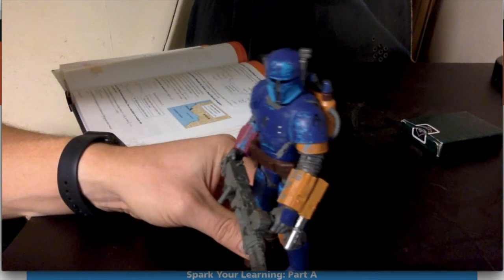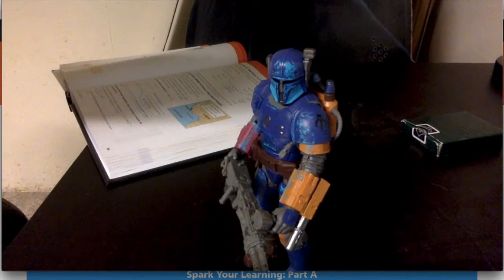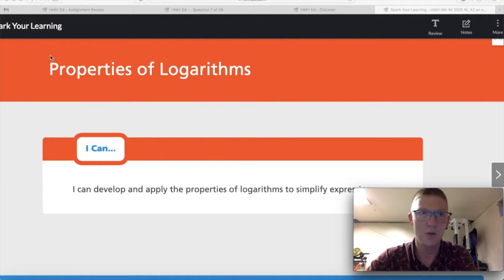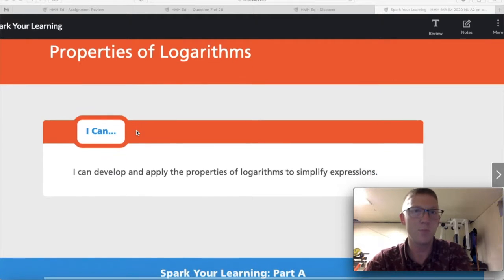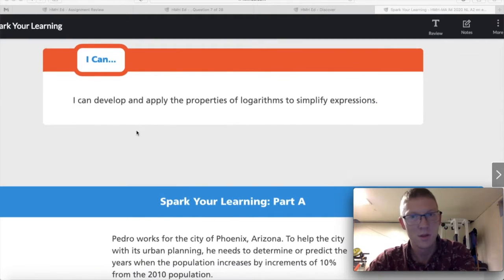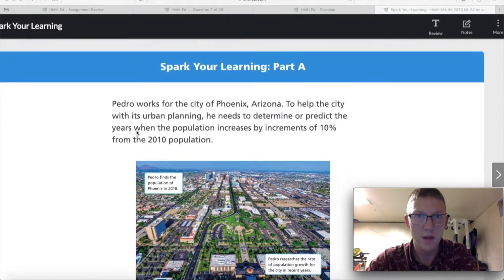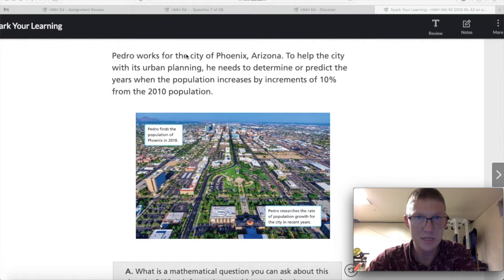Welcome to 10.1. Oh, looks like you guys already got started without me. Okay. So we're at section 10.1, properties of logarithms. Another real world example, kind of, sort of. So Pedro works in the city of Phoenix, Arizona, and he needs to figure out when the population increases by increments of 10% from 2010.